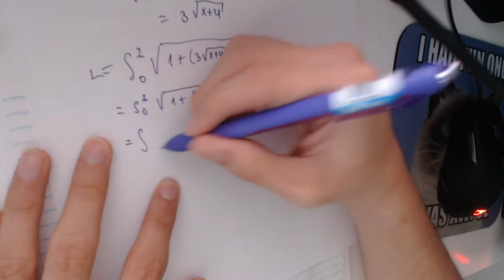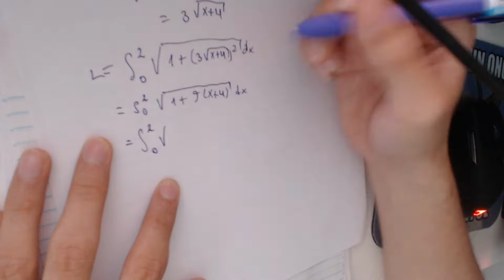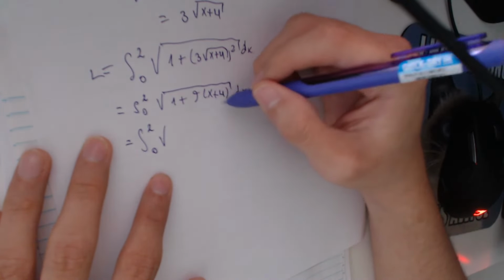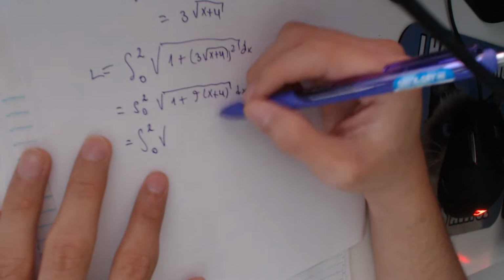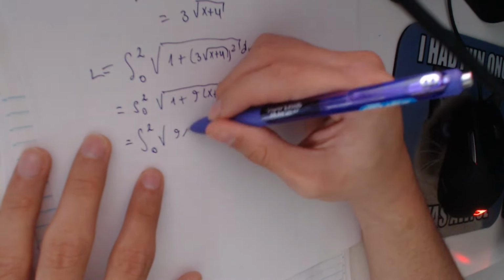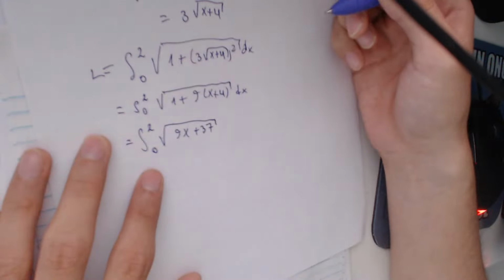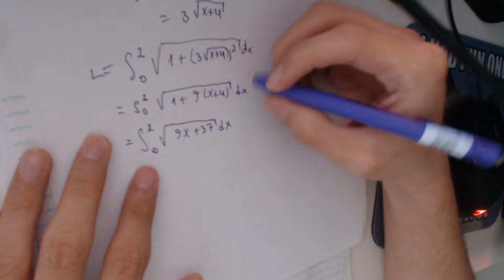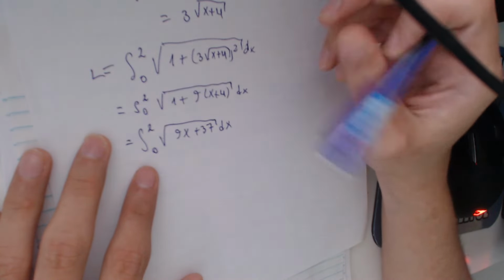This equals the integral from 0 to 2 of the square root of, so let's actually combine all of this, and you'll see how this will nicely become a linear function instead of a root. So if we combine this, we get 9x plus 37 dx. Here's a technique for integration that you have to know from your first semester of calculus.